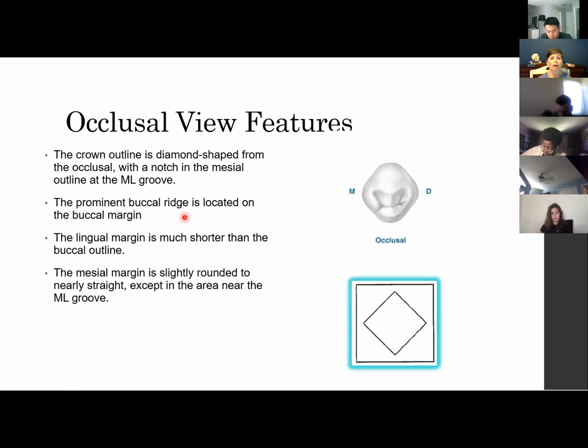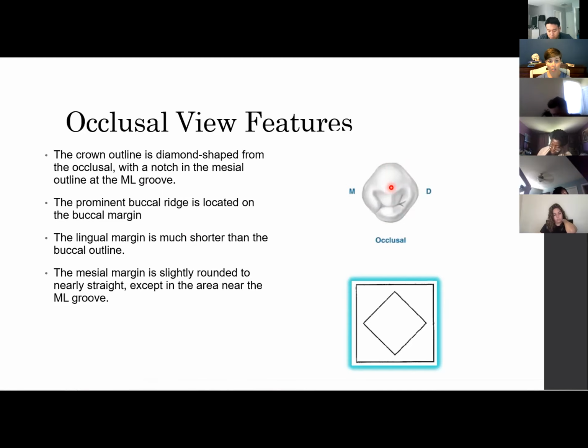All right, so occlusal view features. So this is looking here at the nice occlusal. There's that mesiolingual groove. Here are your little pits, your mesial and distal pit. So the crown outline is diamond shaped, and you can see that here. And from the occlusal view, there's a notch in the mesial outline, obviously right here at the mesiolingual groove, right? So the prominent buccal ridge is located on the buccal margin. So here's that prominent buccal ridge, right here.